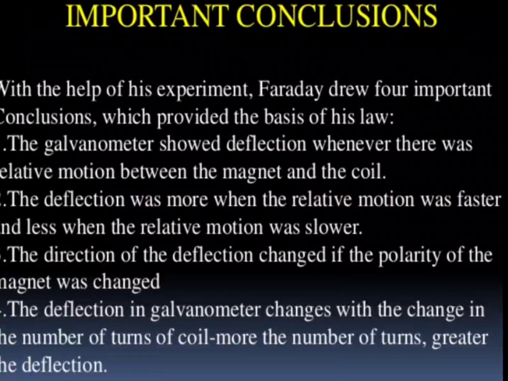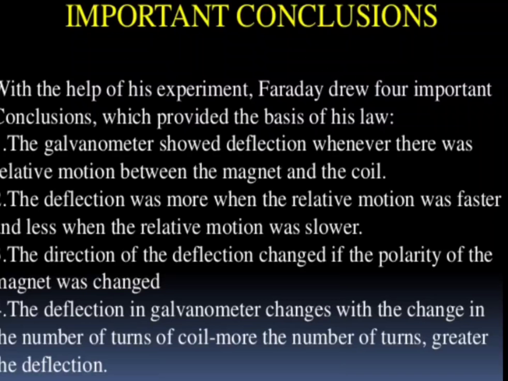The important conclusions of Faraday's law are: the galvanometer shows deflection whenever there is a relative motion between the magnet and the coil. That means when we move the magnet towards the coil, the galvanometer shows some deflection. And when the magnet moves away from the coil, again the galvanometer shows the negative deflection. That means the galvanometer shows deflection due to the motion between the magnet and the coil.